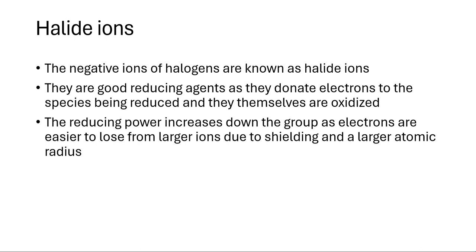Down the group, it gets harder to accept an electron. Down the group there's more shielding and a larger atomic radius. That means the electron is further away from the nucleus and feels less attraction, so it's easier to lose that electron.